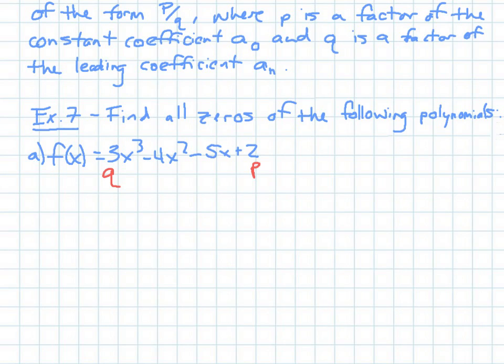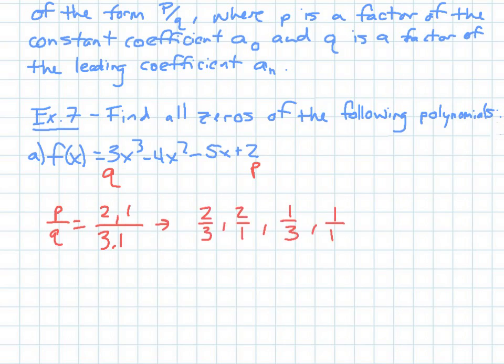So now I want to write my factors in the form of p divided by q, and so now you get 2 and 1 for the numerator and 3 and 1 for the denominator. Okay? So in this case, I want to list all the different factors, so it's looking at all the different combinations. So you can get 2 over 3, you can get 2 over 1, you could get 1 over 3, and you could get 1 over 1.